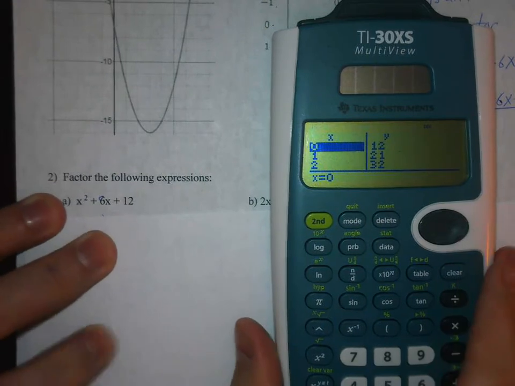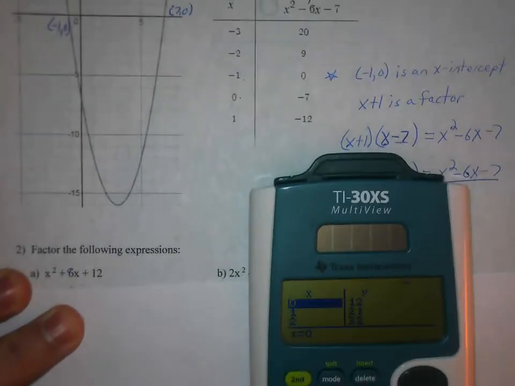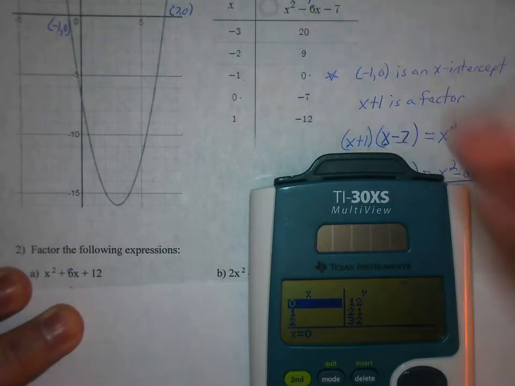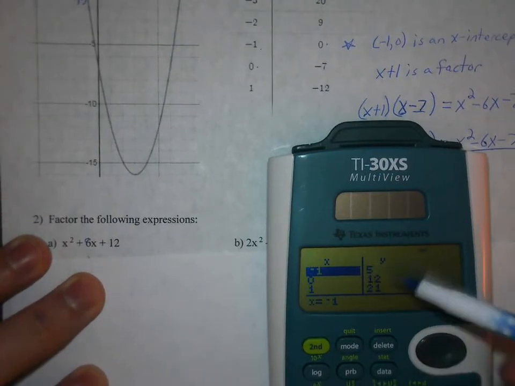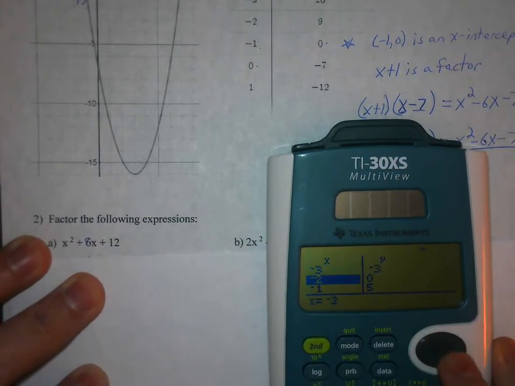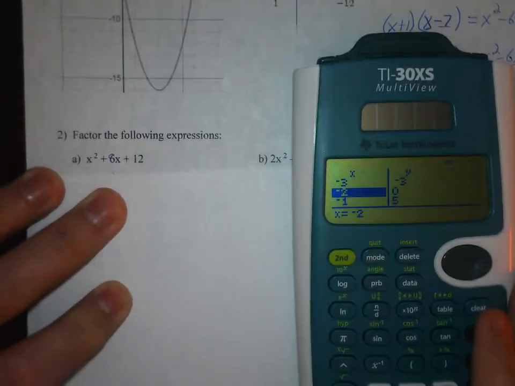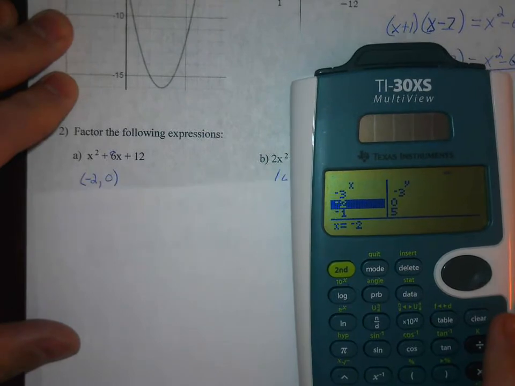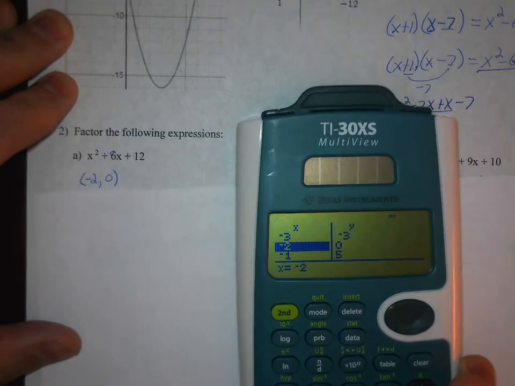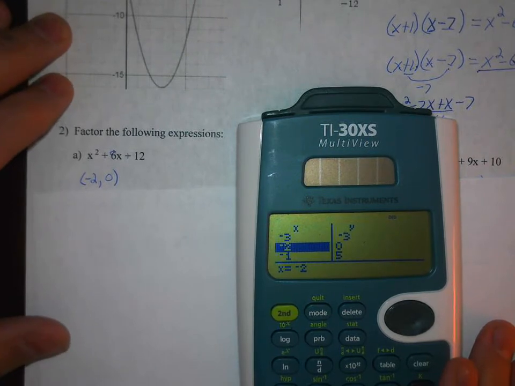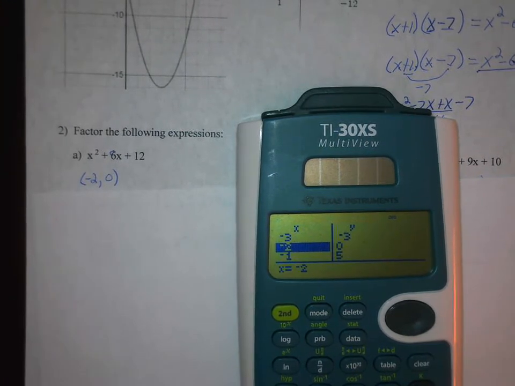And remember, what we're looking for, just like in this last table, is a y value of 0. So where does a y value equal 0? You can scroll up or down. Oh, and right there, notice that when x is -2, we get a y value of 0. So that tells us that (-2, 0) is an x-intercept. Now think about, what does that mean as far as the factors go?